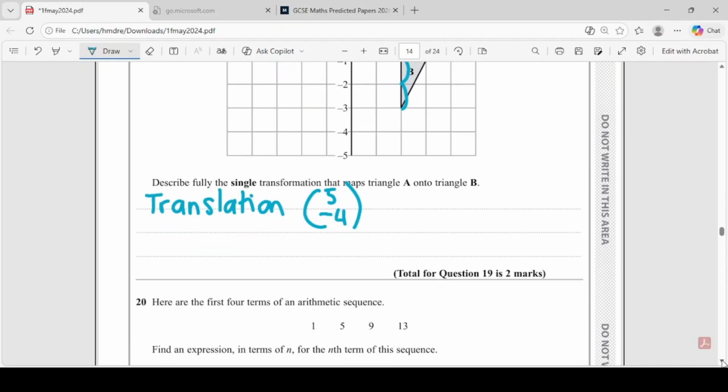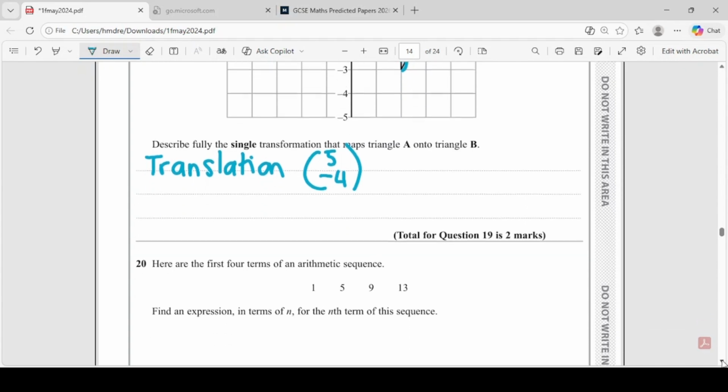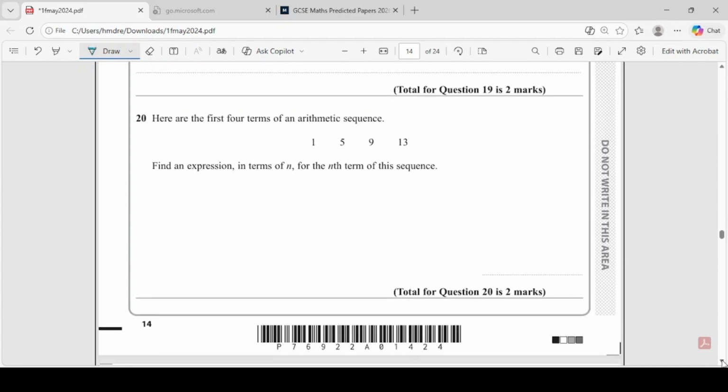That's how you always write translations. You have the x and then the y's. Here are the first 4 terms of an arithmetic sequence. So 1, 5, 9, 13. Find an expression in terms of n for the nth term of the sequence.